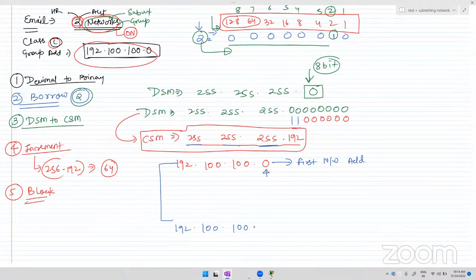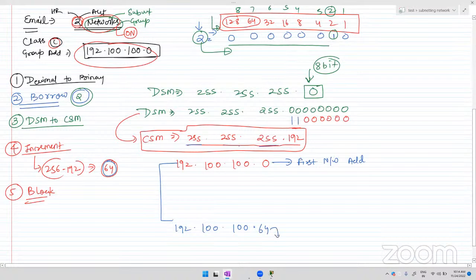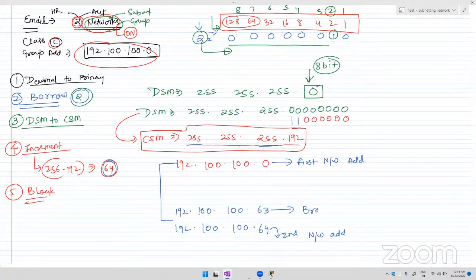This octet, if you need to fulfill it, what is your increment value? 64. So put 64. This 64 will make which one? The second network address. Clear? But before this second network address, which address is available? 192.100.100.63. 63 is my broadcast address, for this one group.